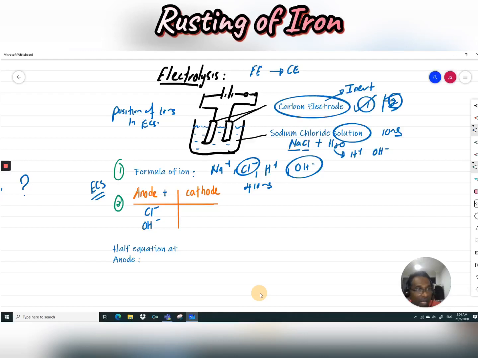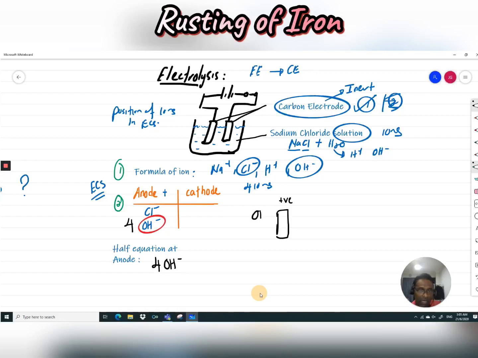So which ion will be selectively chosen to be discharged at the anode? It will be the ion that is placed at the bottom of the ECS, which is hydroxide ion. So how to write the half equation at the anode? I try to draw the electrode. This electrode is the anode, positive terminal, and you must remember when hydroxide ion, please remember 4. So I put here 4 hydroxide ions.